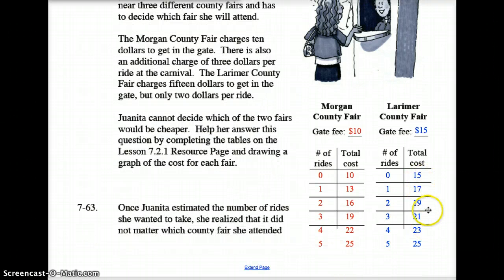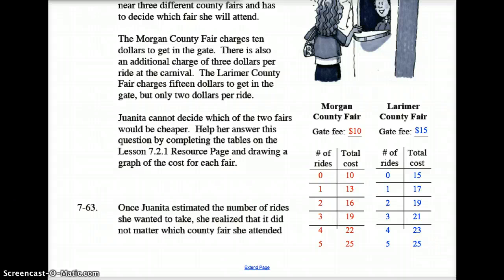As you can see, the Larimer County Fair continues to cost more money until you get to 5 rides. If you went on 5 rides, it was going to cost her $25 no matter which fair she went to. However, if she decided to go on more rides, all of a sudden the Larimer County Fair is going to be cheaper. So she's got to decide before she goes how many rides she's going to go on.